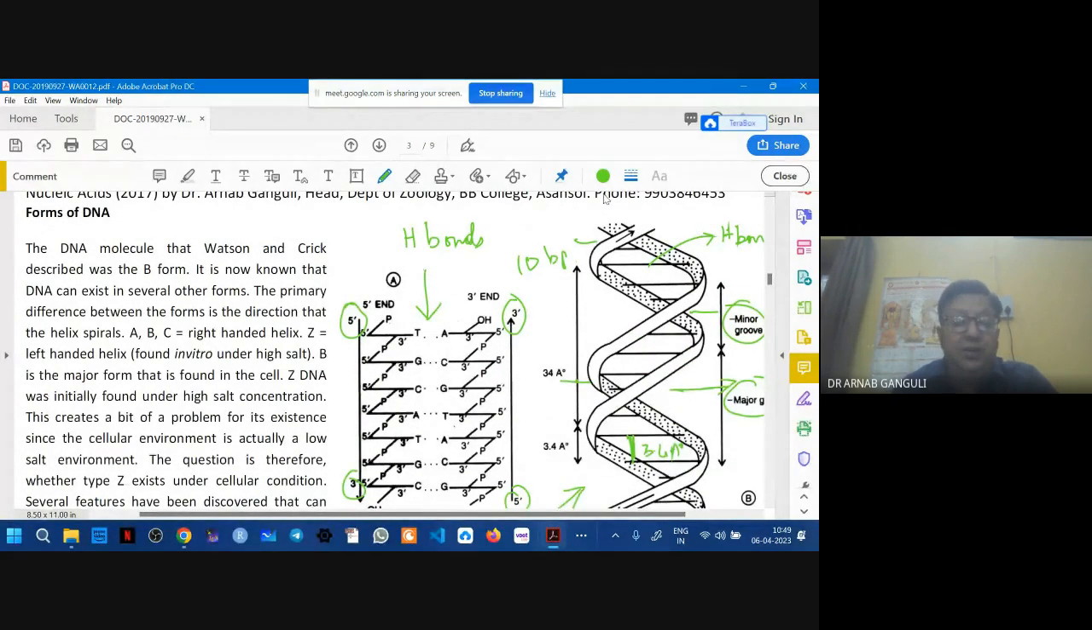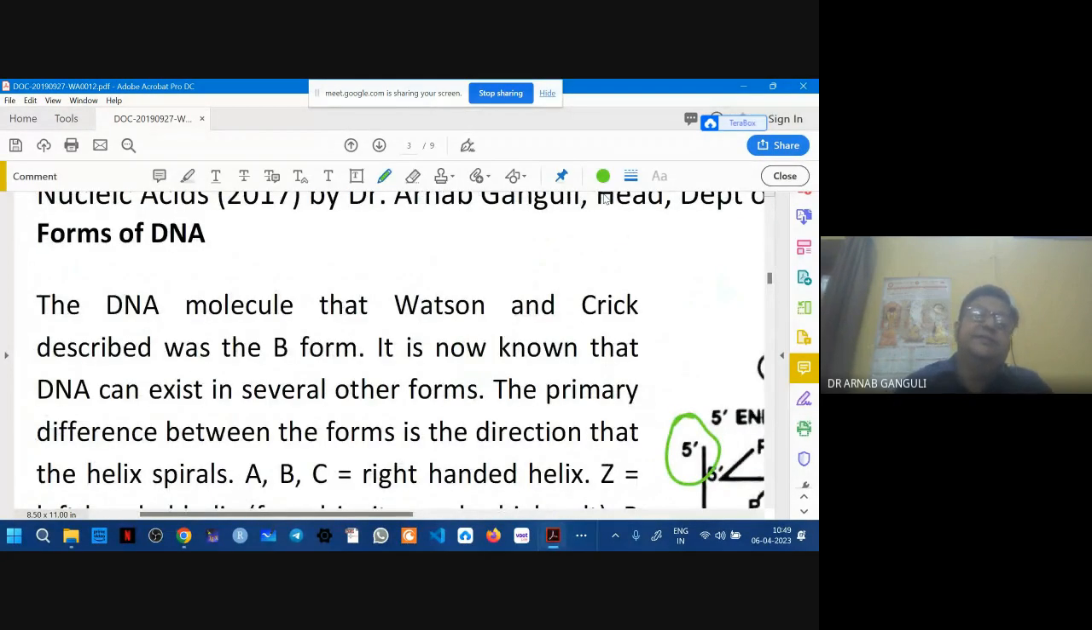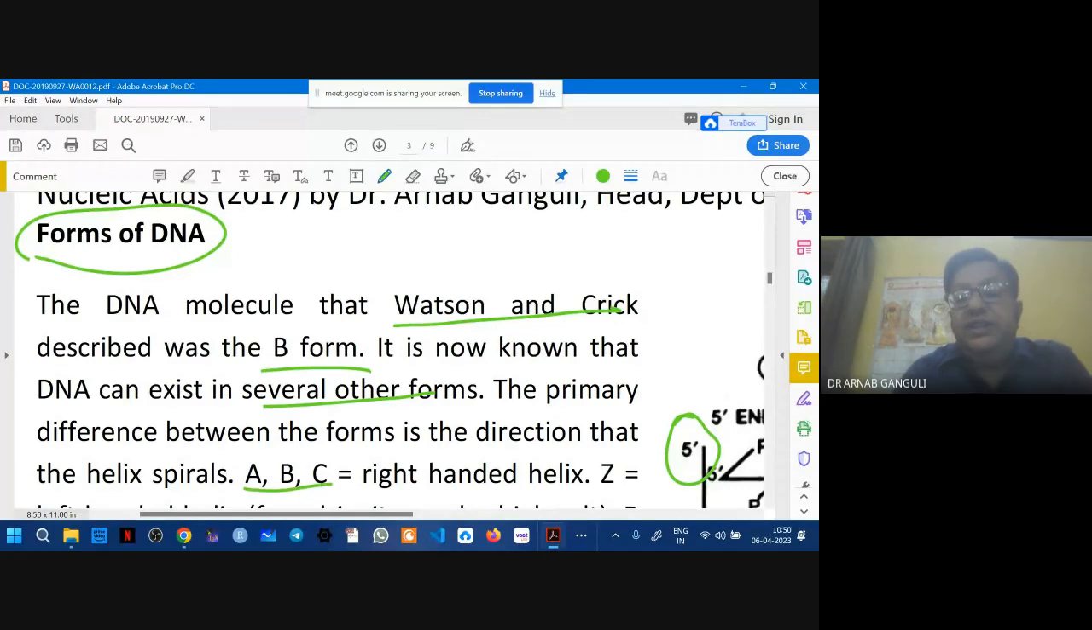Now we will talk about forms of DNA. So that was Watson and Crick's model. The DNA molecule which Watson and Crick described was in the B form. Now we know that DNA can exist in several other forms: A, B, C and Z.